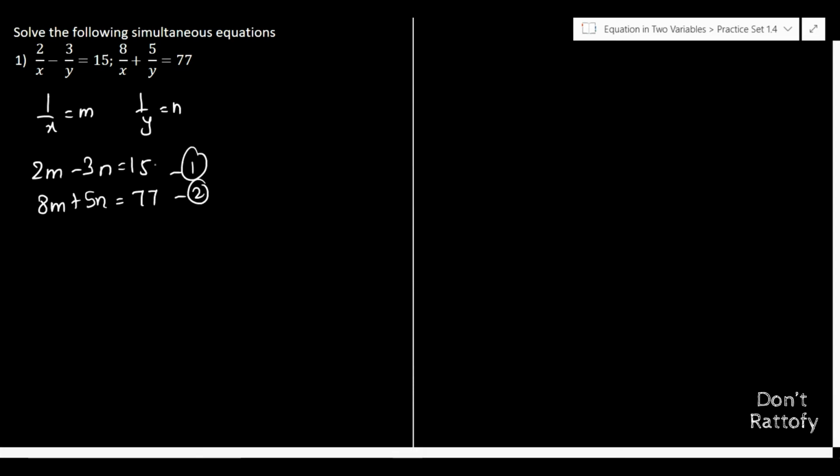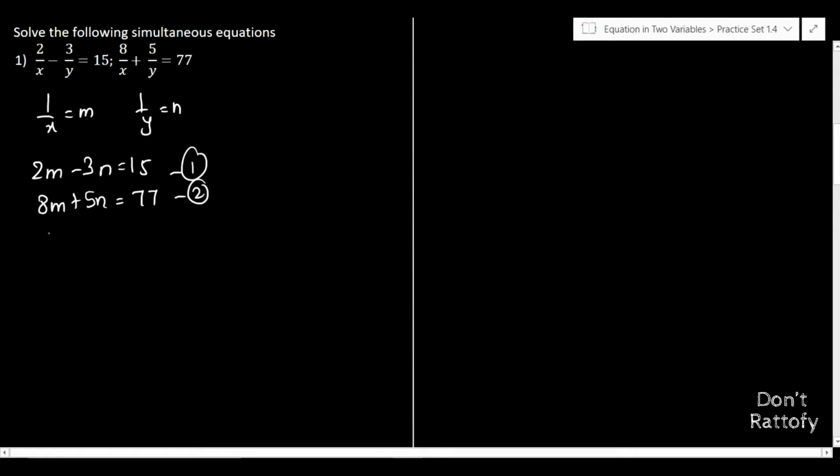Now I have to find the values of m and n first. When I find the values of m and n, I can substitute them in 1 upon x is equal to m and 1 upon y is equal to n. Then I can find the values of x and y ultimately, right? So first, by the normal simultaneous equation elimination method, I will solve and find the values of m and n.